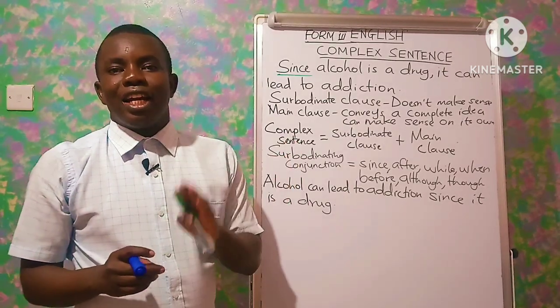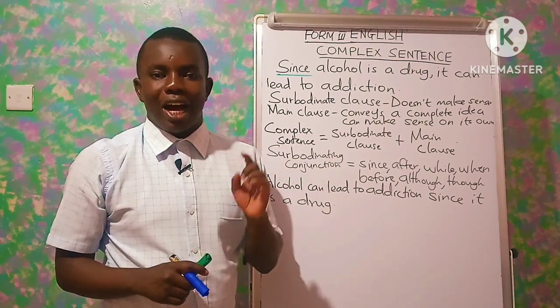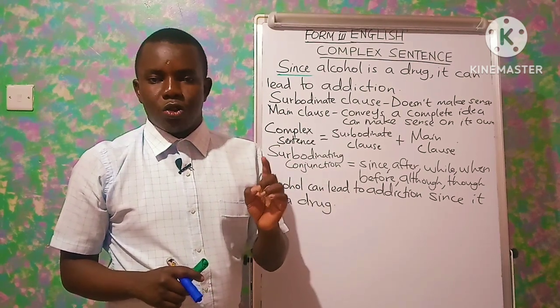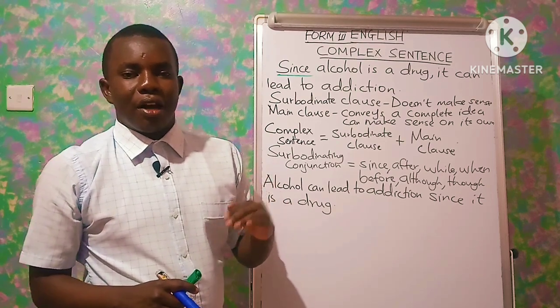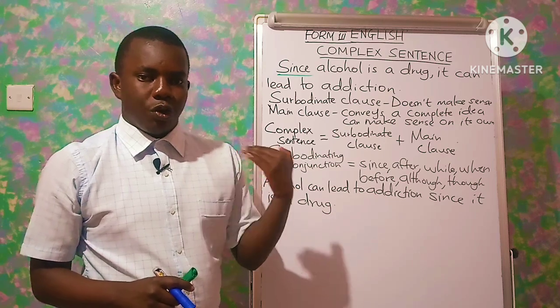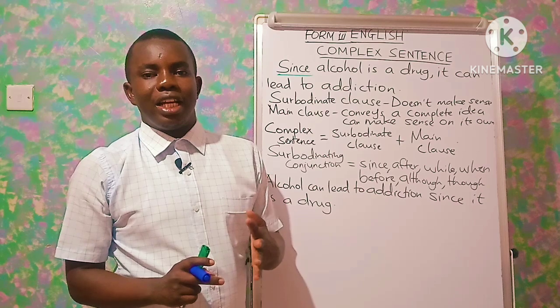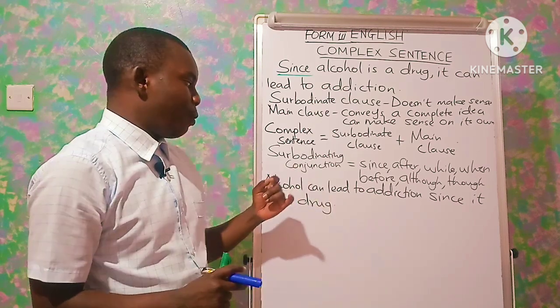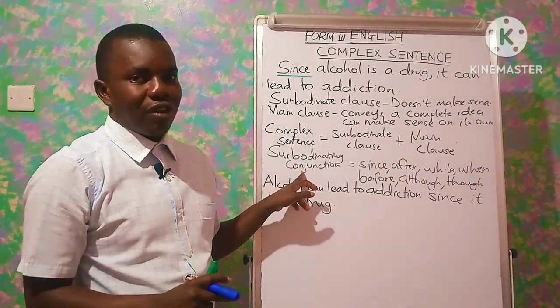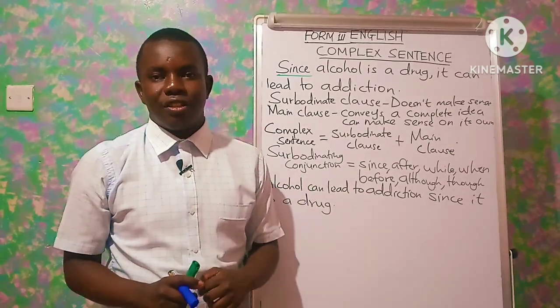So let's remember that a complex sentence is formed by adding a main clause or independent clause plus one or more dependent clauses or subordinate clauses. The word that comes at the beginning of a subordinate clause is what is referred to as subordinating conjunction.